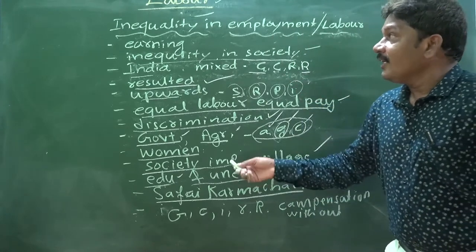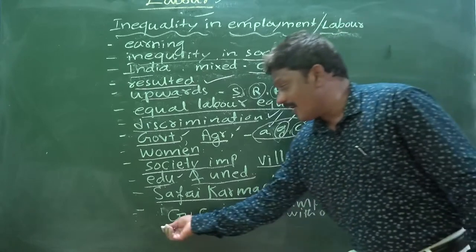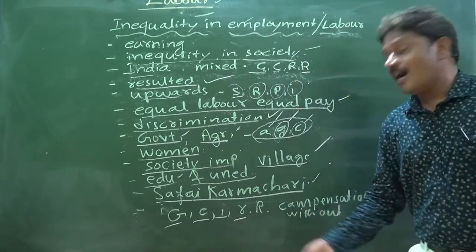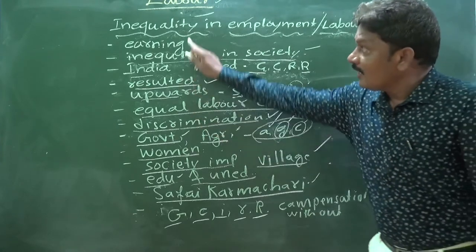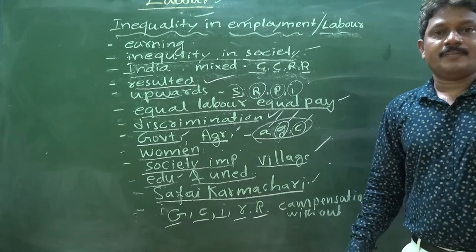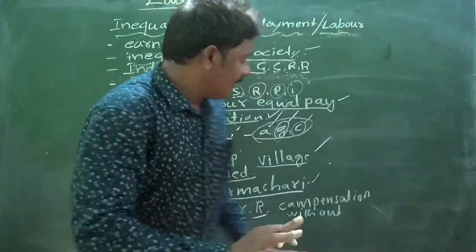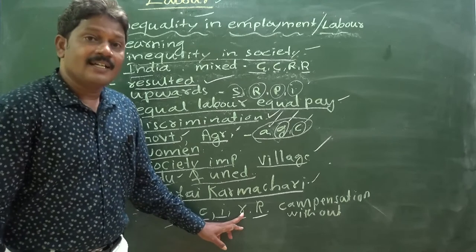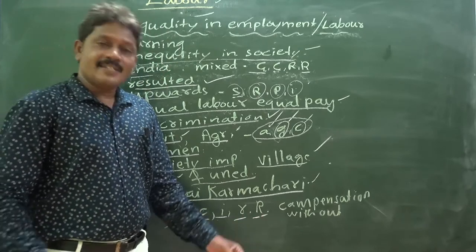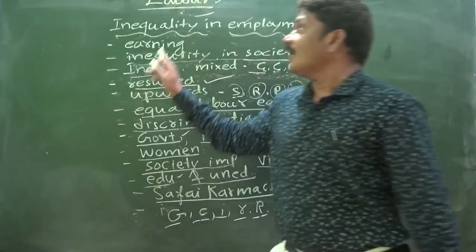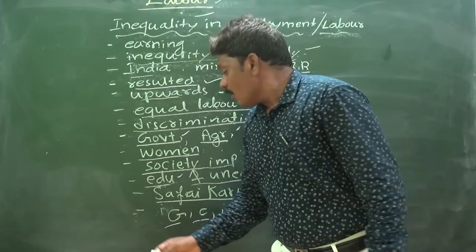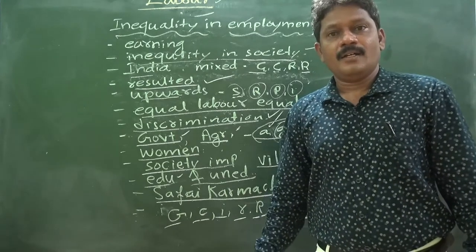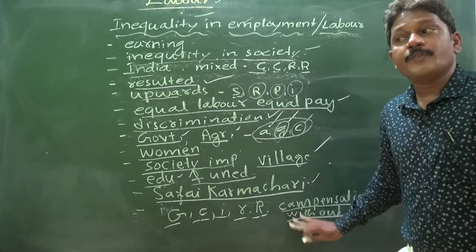So the labor discrimination is based on gender, caste, income, region, and religion. This is inequality in employment. The same way, discrimination or inequality is also created based on division of labor, with compassion and without compassion.